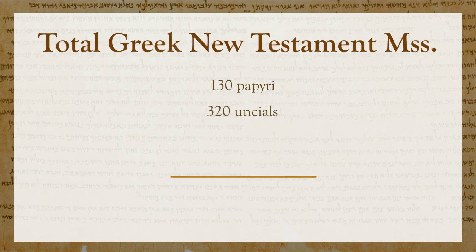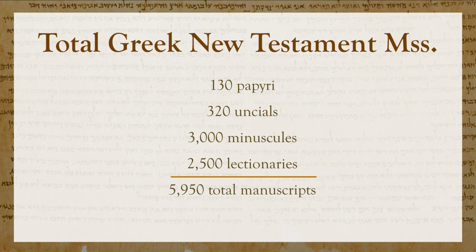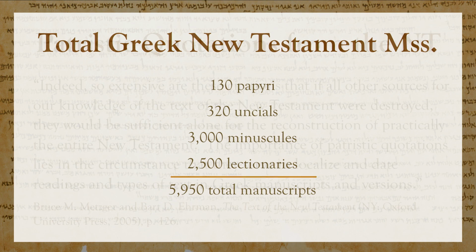Total Greek New Testament manuscripts: we've got 130 papyri, 320 uncials, 3,000 minuscules, and 2,500 lectionaries. I'm not even going to mention the quotations from the church fathers. That's approximately 5,950, almost 6,000 Greek New Testament manuscripts. And then we have tons of quotations from the church fathers.